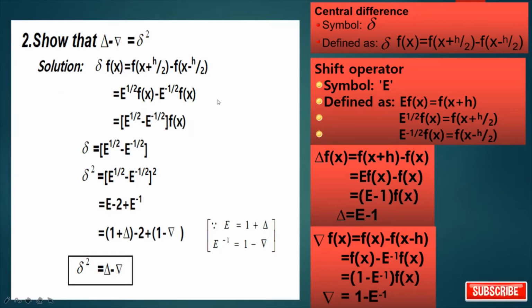First put this value here. So it is E to the power half minus E to the power minus half, applied to fx. So small delta equals E to the power half minus E to the power minus half. Now take the square on both sides. So we get this value, and what is E? We already learned E is 1 plus delta. And what is E to the power minus 1? It is 1 minus nabla from this relation. So I can easily prove that small delta squared equals delta minus nabla.